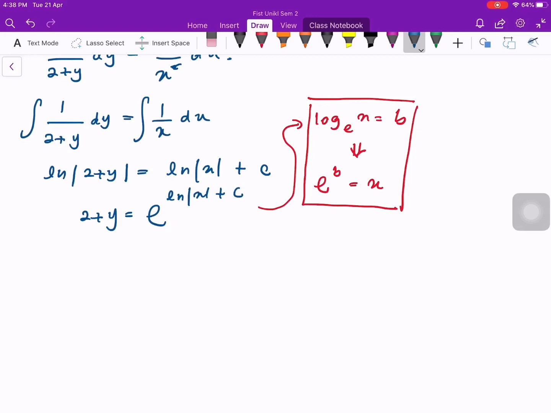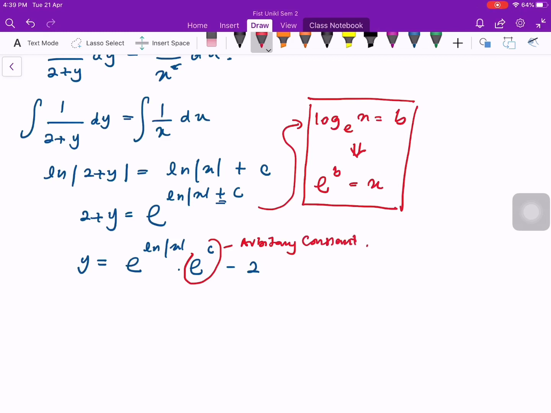Alright, then I simplify. Okay, so saya akan dapat y equals to e to the power of ln absolute x. Since we have plus, so saya boleh tukar dia kepada times e to the power of c, which is minus 2. So again, now we have e to the power of c as arbitrary constant.